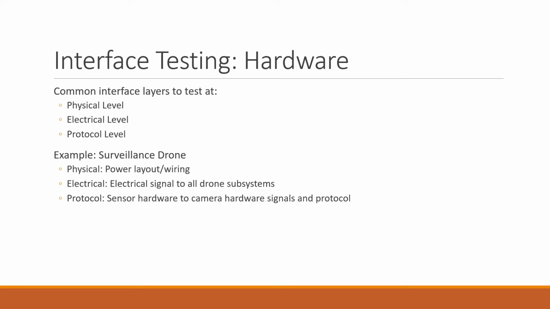An example that includes all three of these interface hardware tests is Group 3's Autonomous Security Surveillance and Tracking Drone. The physical level testing can be done by checking the physical layout and wiring from the power subsystem to every other hardware subsystem on the drone, such as the propulsion system and the cameras.